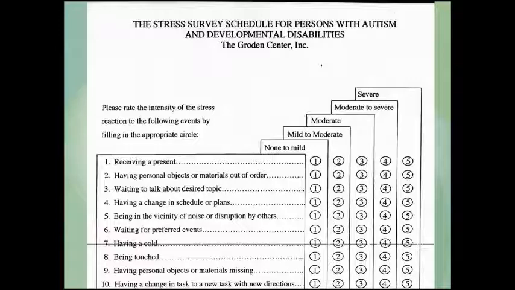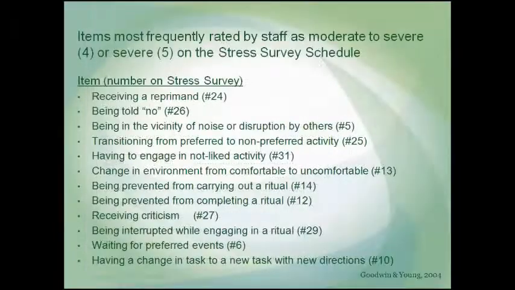And just to give you an idea, this is a screenshot of what that looks like. You can see they have a whole bunch of different items, from receiving a present to having a cold to being touched. They have adults who know the child, so this could be a parent or a caregiver with a close relationship with the student, fill out these stress surveys, and it just gives them some information. And then they can also look at this over time and see if students are improving in their ability to feel less anxiety about some of these areas.